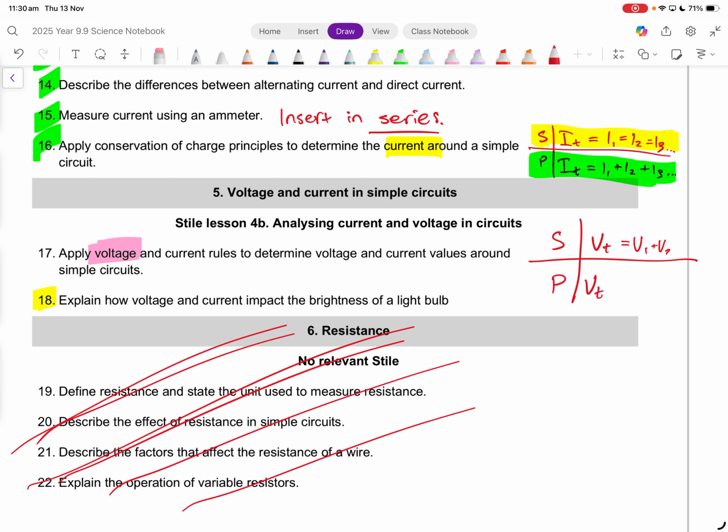My advice is if you learn one, you can just use it to switch around. The one I like to learn personally is series voltage. If I learn series voltage, I know that parallel can't be the same as that. I also know that it can't be the same as series current. And then I know that series current can't be the same as parallel current. And so I've now learned all four just by learning one equation.